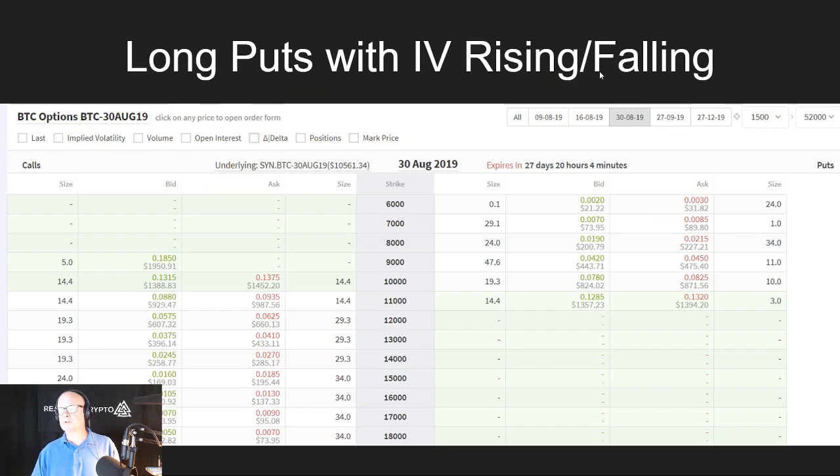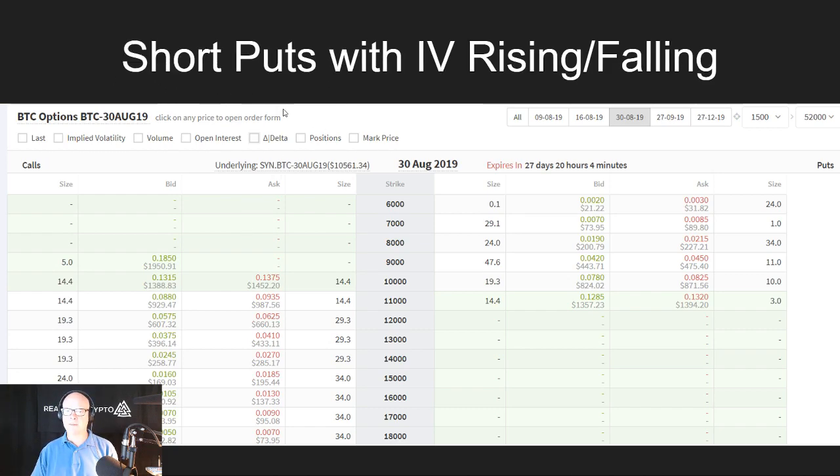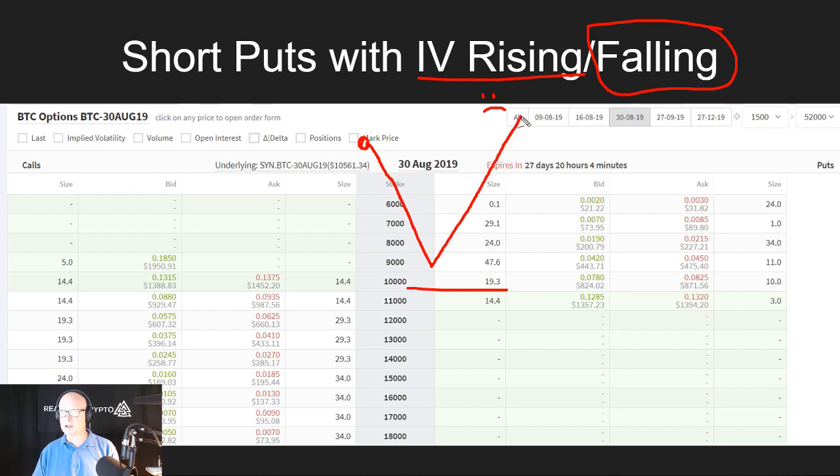Okay, long puts with the IV falling, that means generally you've got a rally and you're not going to be happy about that. Okay, short puts with IV rising, that means that if you sell a put and the implied volatility is rising, that means that you've sold it and the price is continuing to attack your strike. You're going to be unhappy with this scenario. But with the implied volatility falling, this is where you'll see both of those factors going in your favor. Not only the bullish trade gaining value as the price goes up, but the implied volatility will be falling as the price goes back up again.